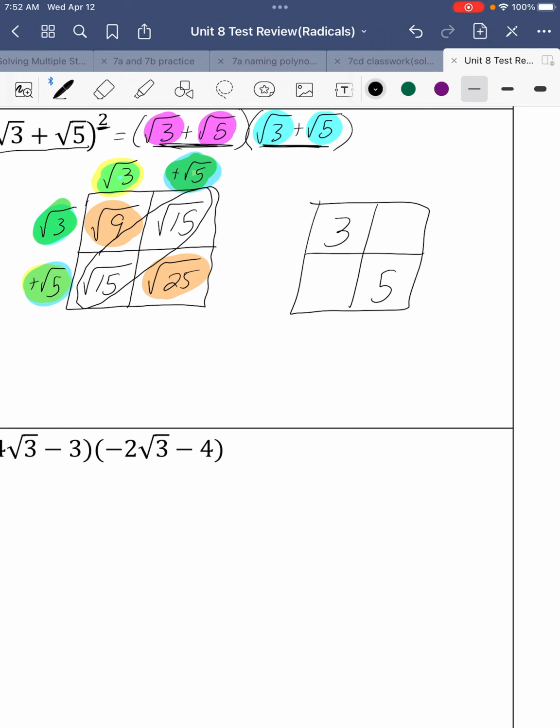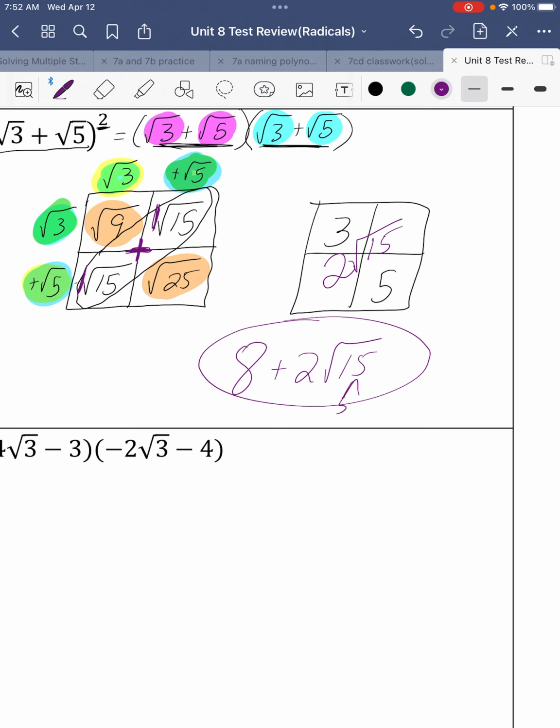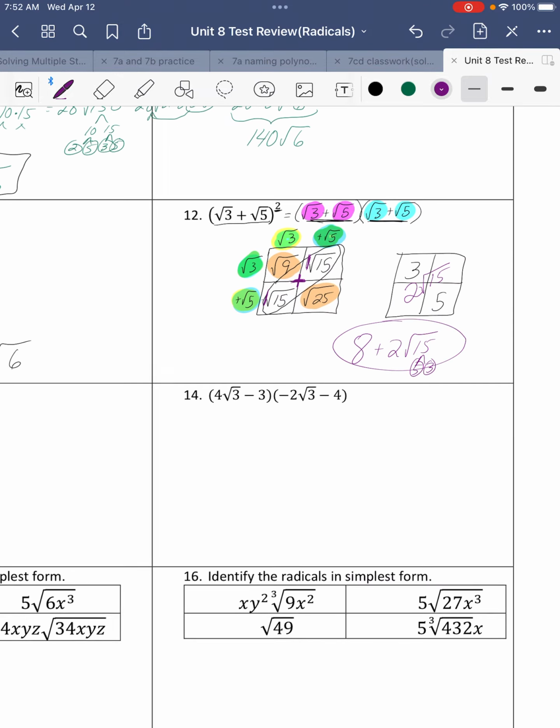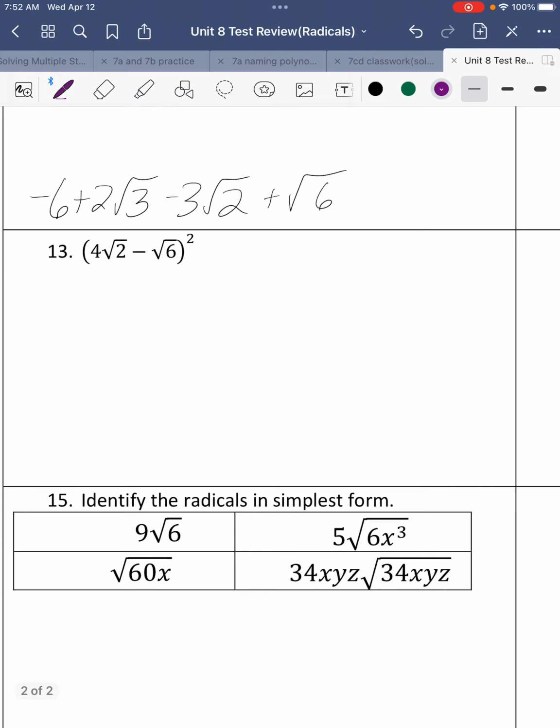And here's the kind of cool thing. A lot of times you'll have like terms diagonally, and you always, always, always add them. So we have 1 square root of 15, and we're adding another square root of 15. So that's going to be 2 square root of 15. So we have 3 plus 5 is 8, plus 2 square root of 15, and that's our final answer. I should say square root of 15 is 5 times 3, and there are no pairs there, so there's nothing to simplify. Number 13 is very similar to number 12.